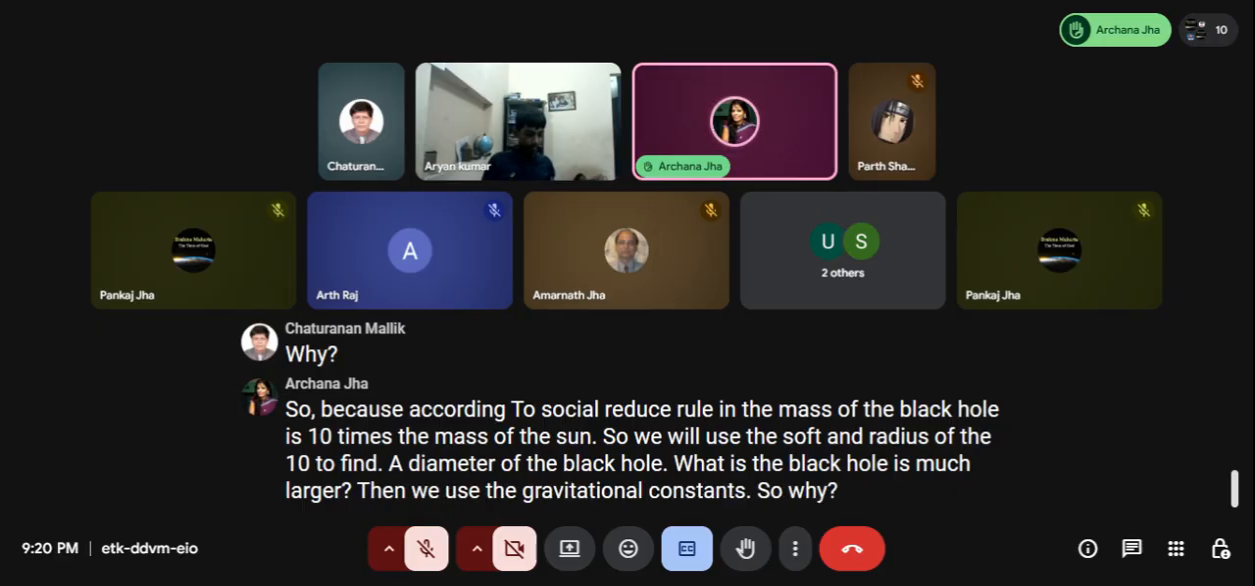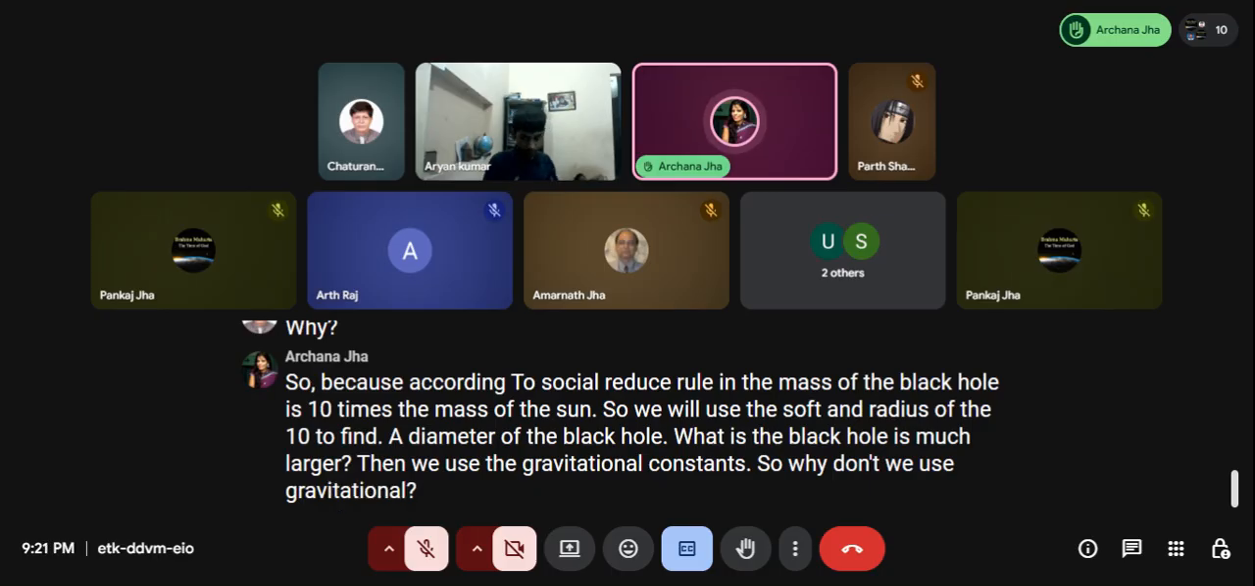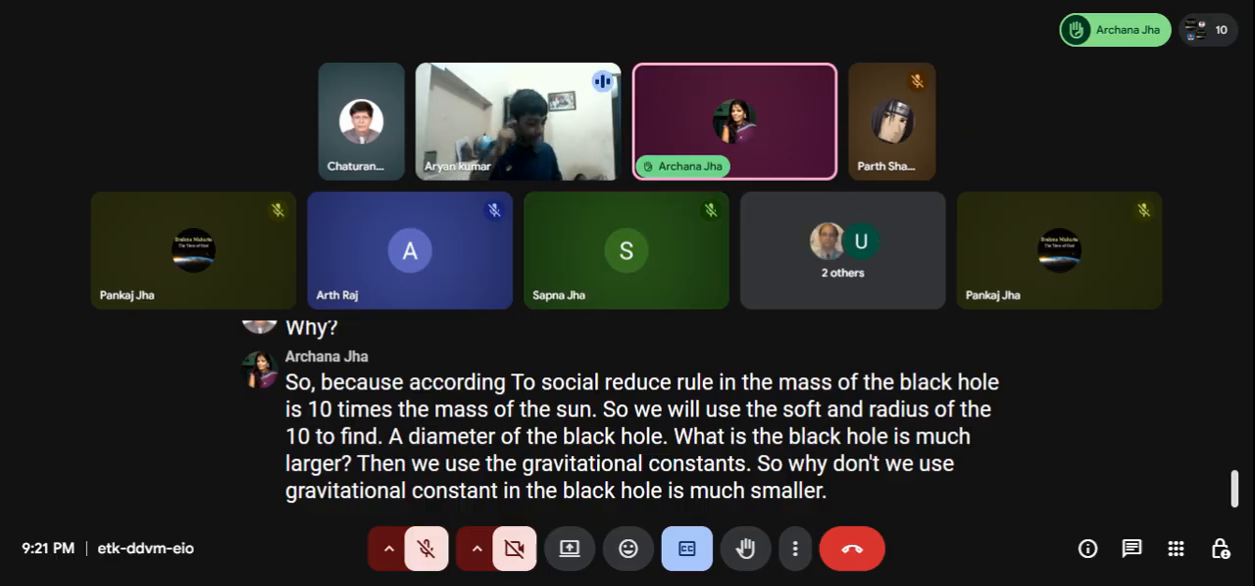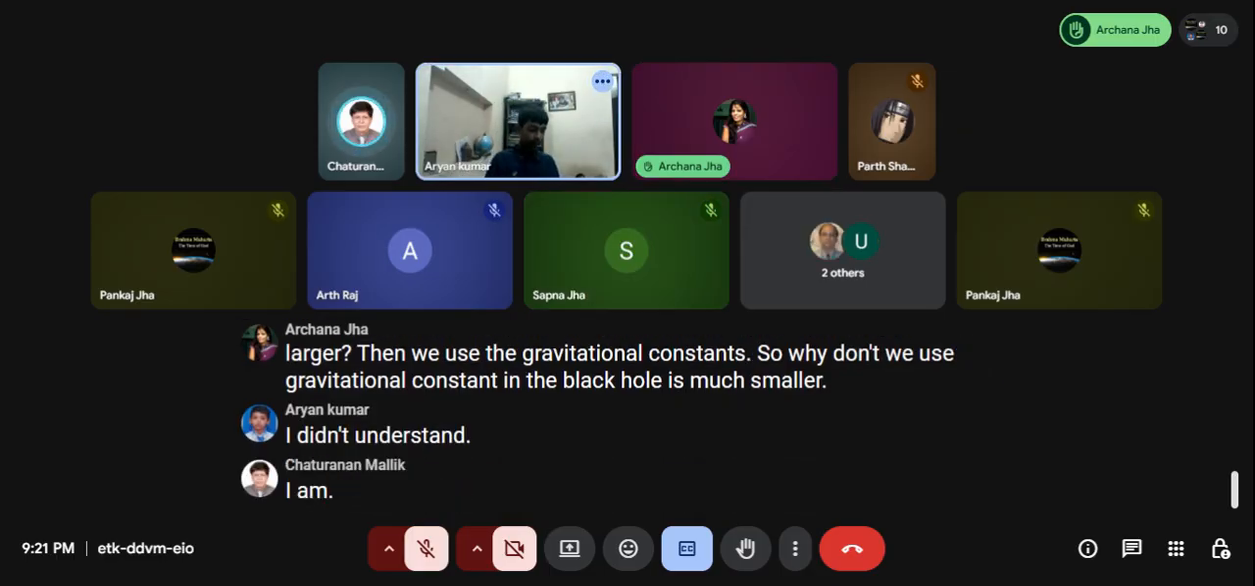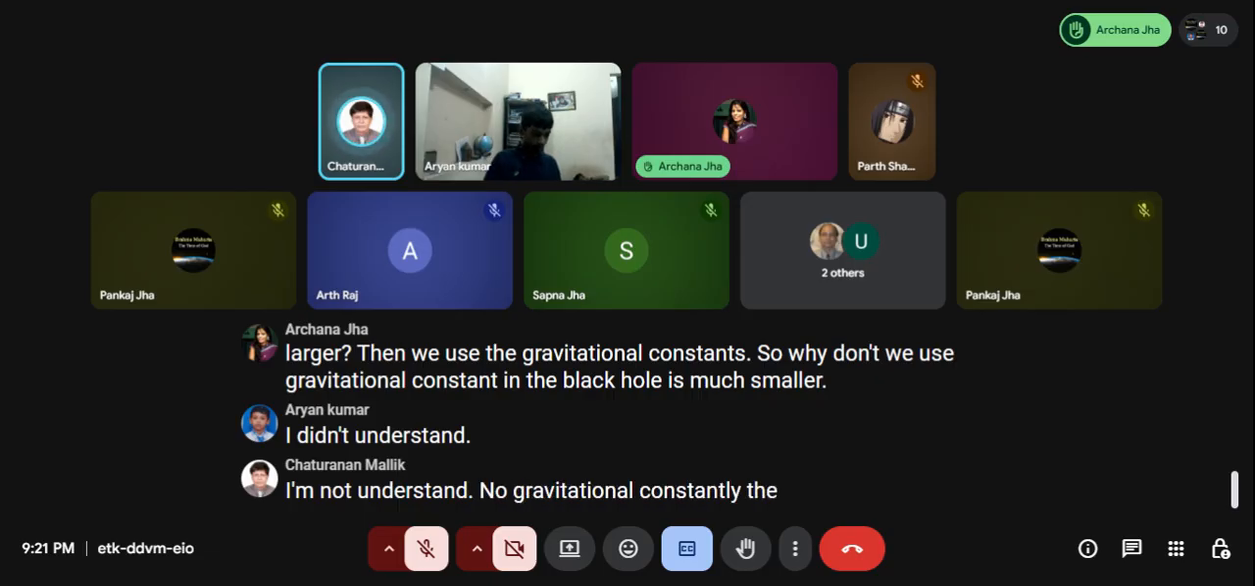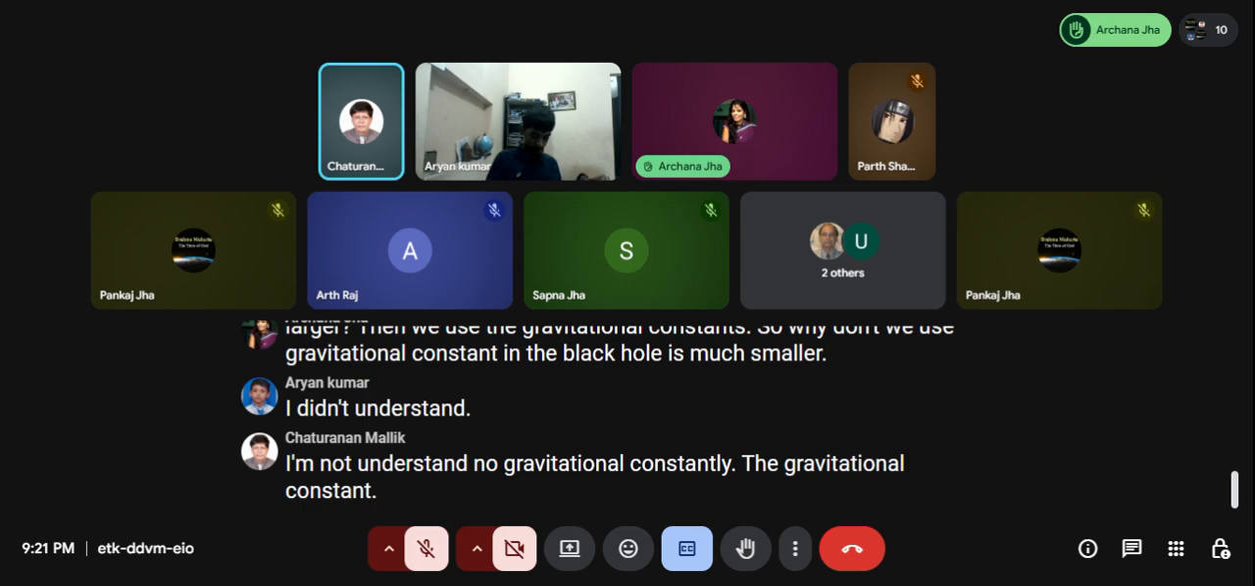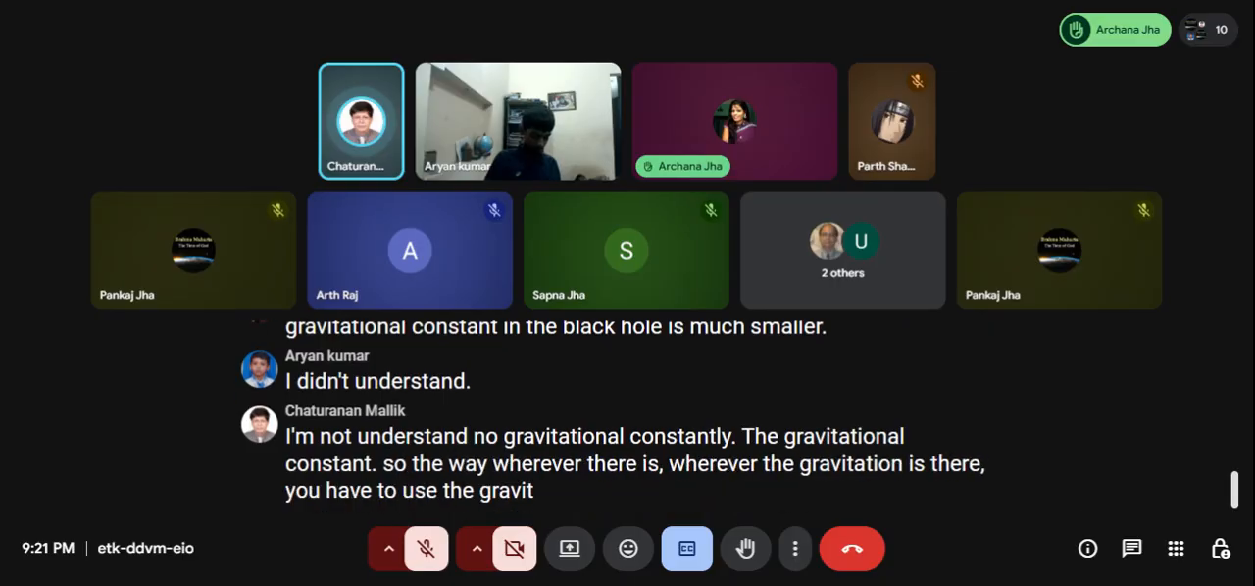So sir, why don't we use the gravitational constant if the black hole is much smaller? I didn't understand. I also don't understand. Gravitational constant is a gravitational constant. Wherever gravitation is there, you have to use the gravitational constant, which is a fixed quantity.